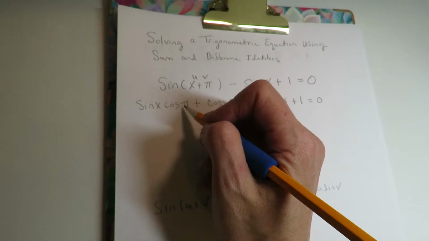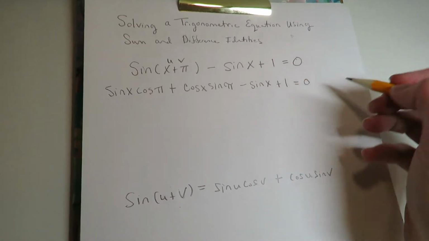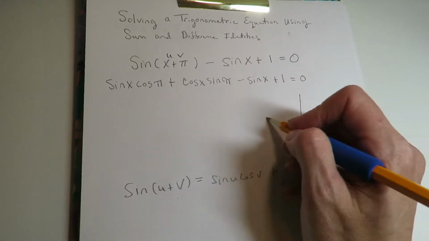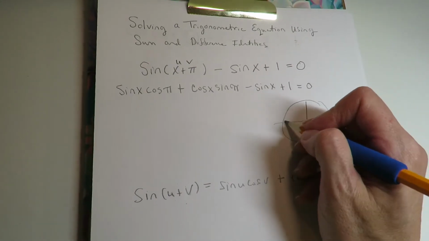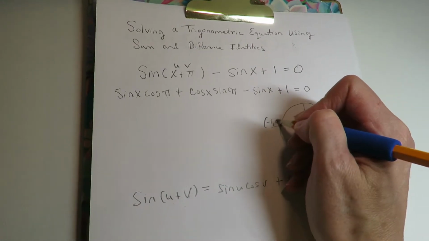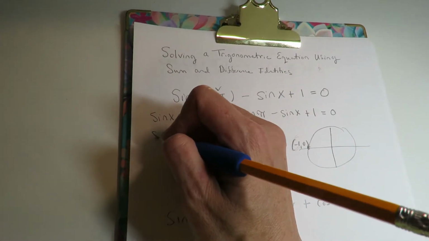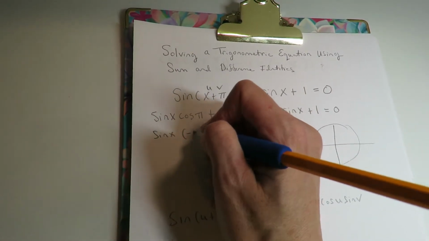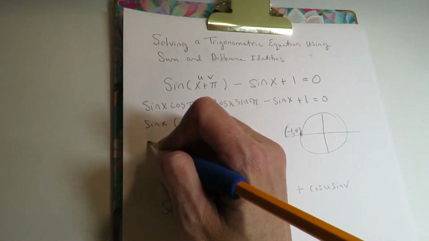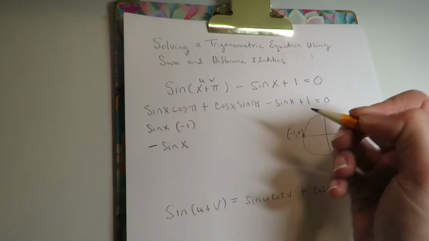Alright, so now what I'm going to do is evaluate this. So this is a quadrantal angle. Since it's a quadrantal angle, you want to use the unit circle. So cosine of pi is over here. Cosine is the first output value, so cosine is -1 at pi. So this is sine of x times -1, which means that it's going to be negative sine x.